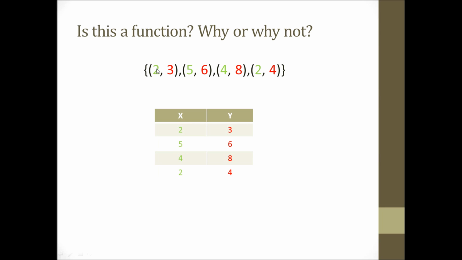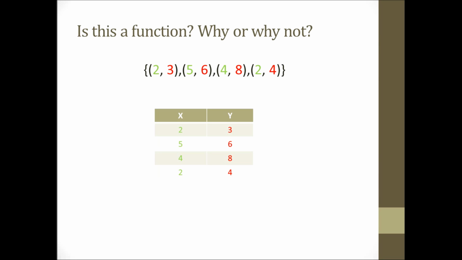What do you notice? Well, right here, number 2 is dating number 3. Right here, number 5 is dating number 6. Right here, number 4 is dating number 8. What is number 2 doing? Cheating, dating number 4. That's not supposed to happen.